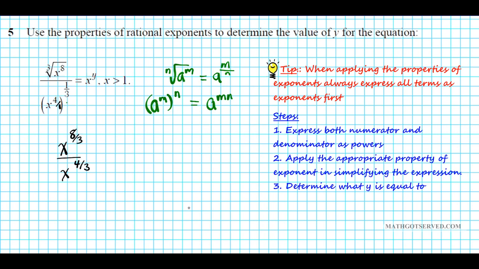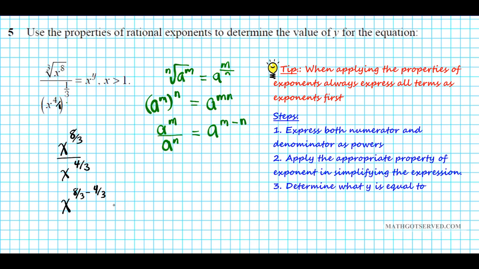Okay? Now, we're going to use one more property, the quotient property of exponents. If you have a to the m over a to the n, the quotient of two exponents with the same base, that can be condensed into the base raised to the difference of the powers. Okay? So whenever you're dividing exponents with the same base, you simply subtract the powers. That's what we are going to do here. So this becomes x to the 8/3 minus 4/3.